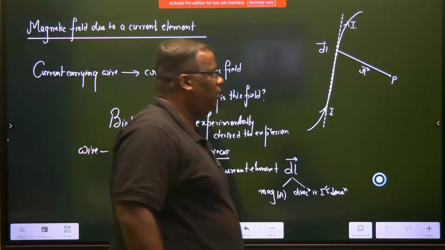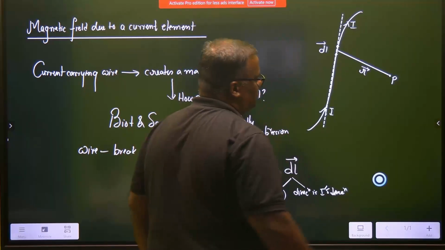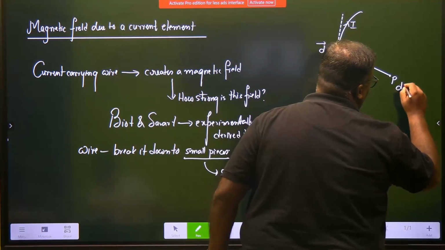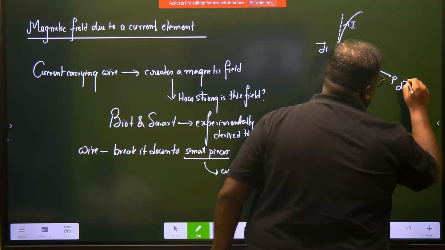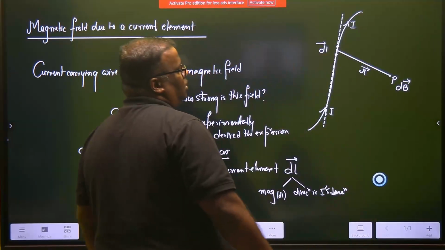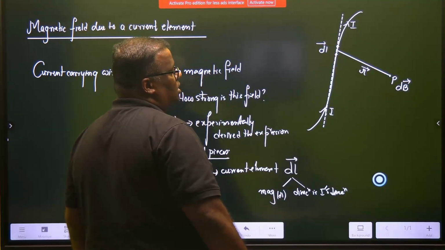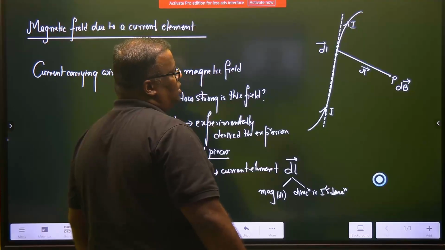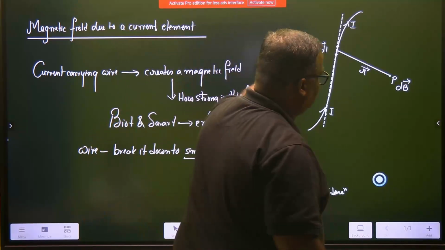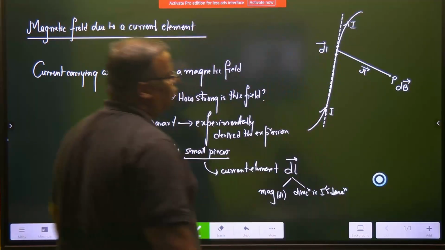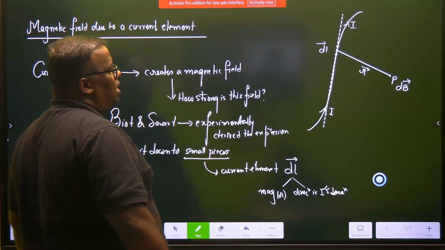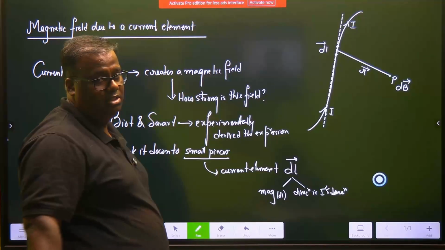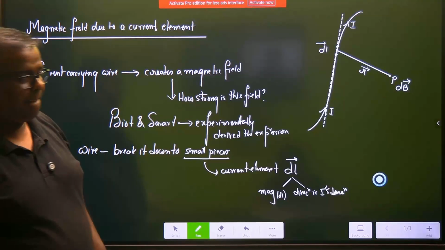We are supposed to find out the strength of the magnetic field. So there will be a magnetic field out here, and that magnetic field is dB. Magnetic field is also a vector. What is the strength of this magnetic field, as well as what is the direction of this magnetic field? Both we have to find out. So P is at a distance r, or you can say the displacement from dl to P. Displacement is the better word. The displacement from dl to P is denoted by r vector. Is this understood?